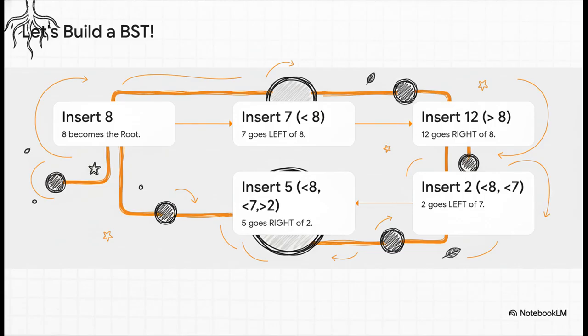Start at the root, 8. 5 is smaller, go left. We're at 7. 5 is smaller than 7, go left again. Now we're at 2. Is 5 smaller or larger than 2? It's larger, so it goes to the right of 2. And just like that, every number has found its one perfect logical spot.